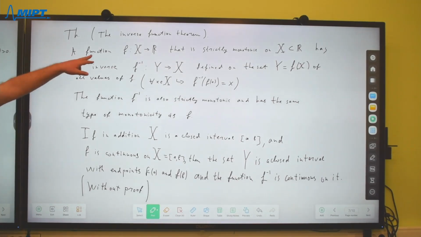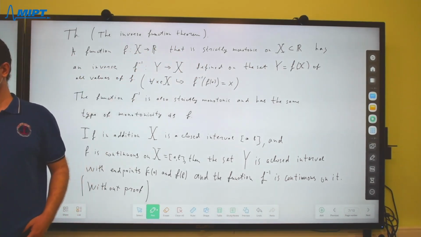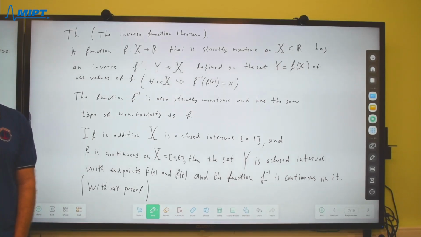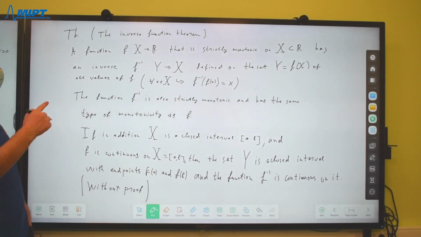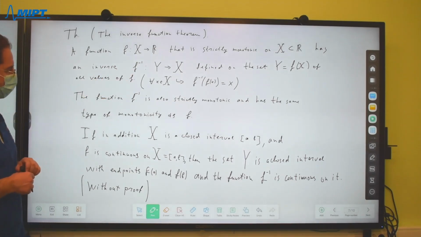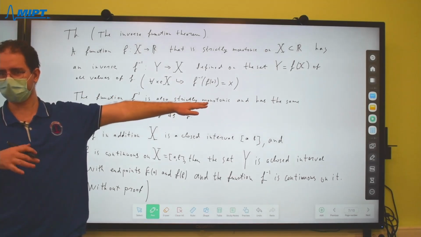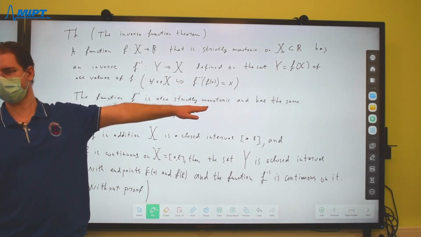So, if a function is strictly monotonic, then for bigger values of the argument, for example, we have bigger values of the function. If we try to solve the corresponding equation, f of x equals y, we will always have exactly one solution. This solution is this inverse function f minus 1. It also would be strictly monotonic. For greater values of y, we will have greater values of x.